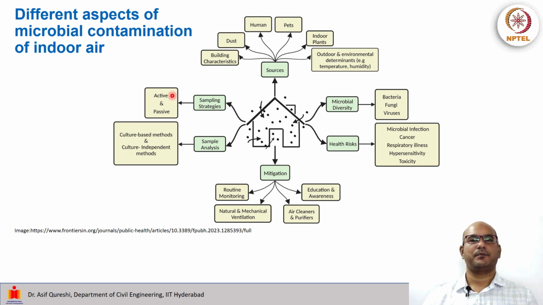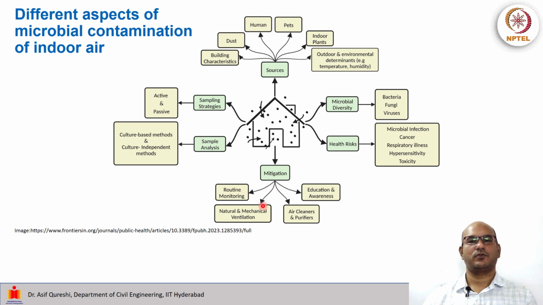We can have active sampling or passive sampling, and once these samples are collected, we can have our culture based methods and culture independent methods or non-culture based methods, and these will be covered in a later week. And once we have this analysis and understanding, we can undergo mitigation measures, which would be basically routine monitoring. So by routine monitoring, we would know whether to undertake some mitigative measure, do some action, remove some spores, whether to do some renovation. So we need that monitoring.